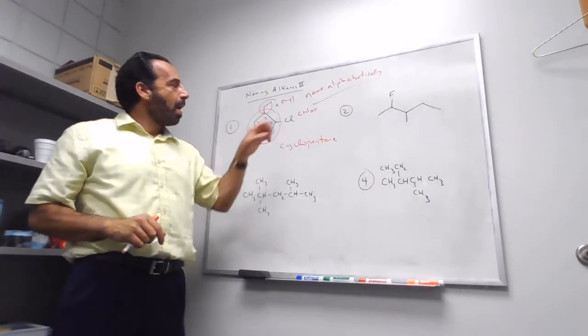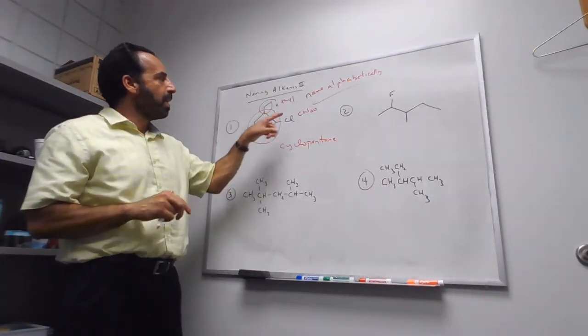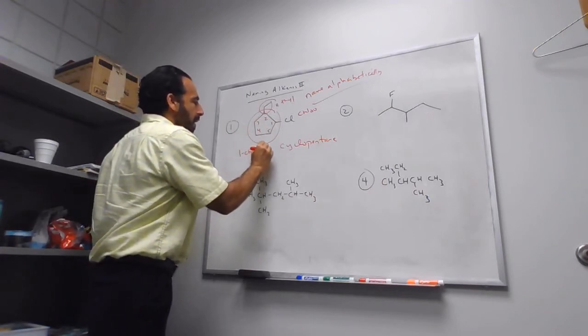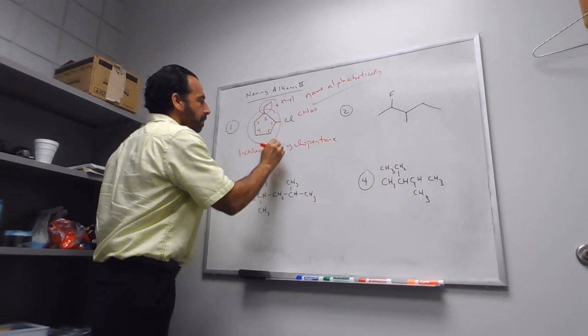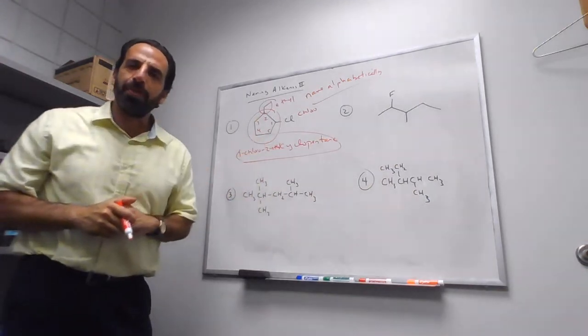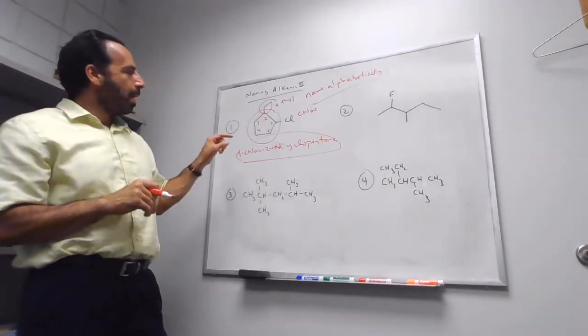No, I don't want that. I want as low a number as possible. So basically, it's going to be 1 chloro, and then 2 ethyl, cyclopentane. So I stuck that ethyl in there. Again, it's supposed to be all one word.